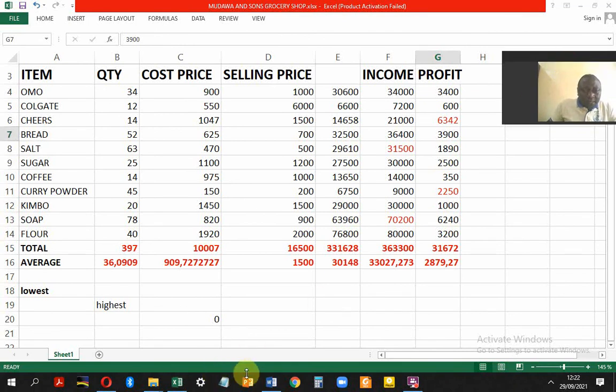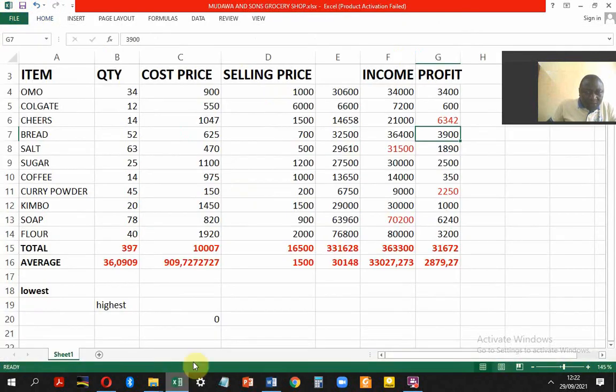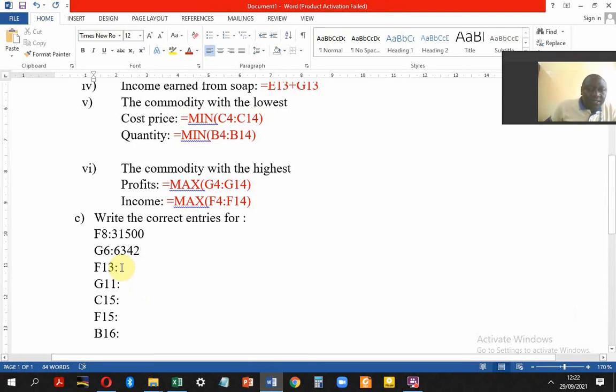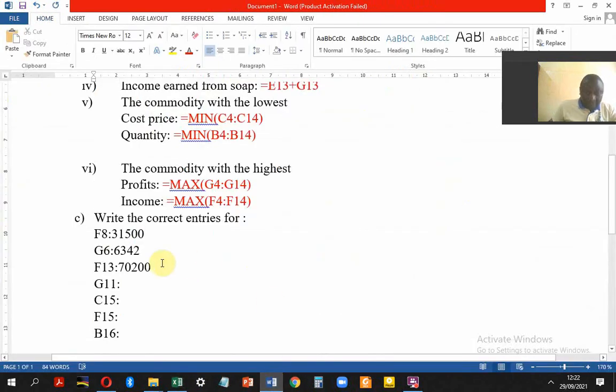The next question, F13. So go back to our spreadsheet. F13, you look for F13, that is SOP. So SOP is 70 to 100. So you simply come and write it here also, 70 to 100. The moment you're done with the calculations, life becomes very, very easy.